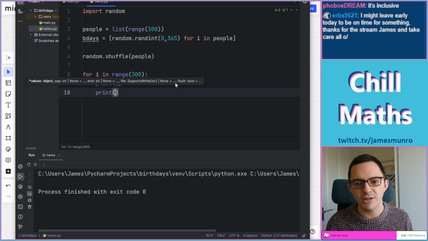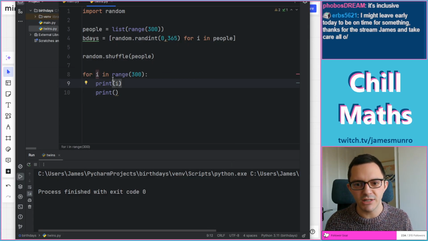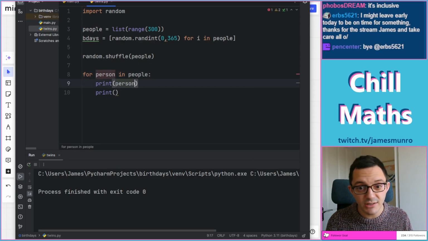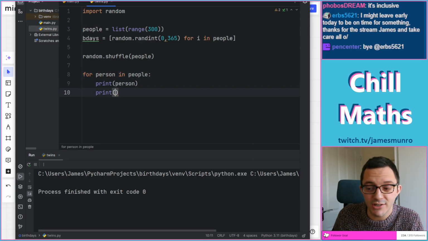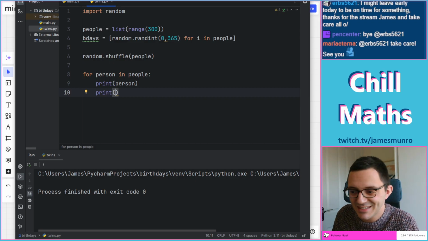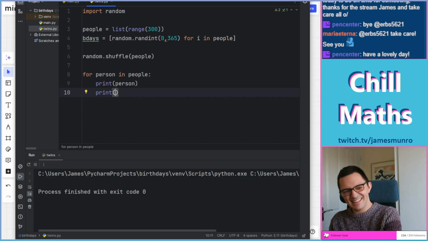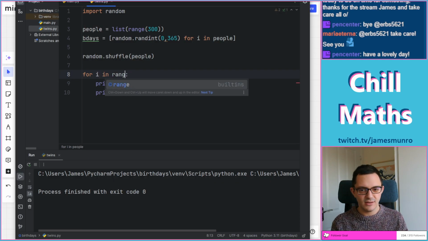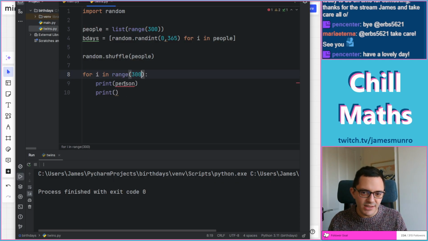This is not good because I'm accessing these really slowly. So let's go person in people, which is the Python way of doing this, isn't it? Because then I can print the person. Can't print their birthday though because I don't have an index anymore. Oh my goodness. Maybe I should have made a class. Because then I wouldn't have to write nonsense like this, would I?